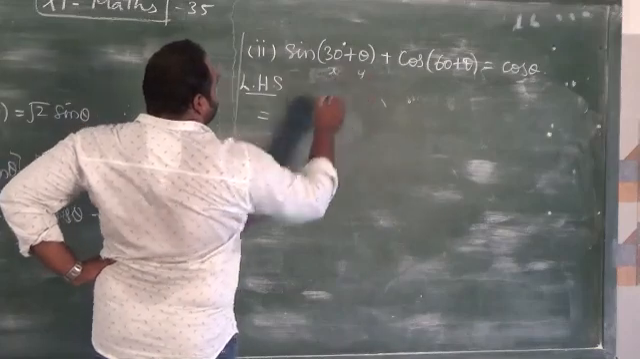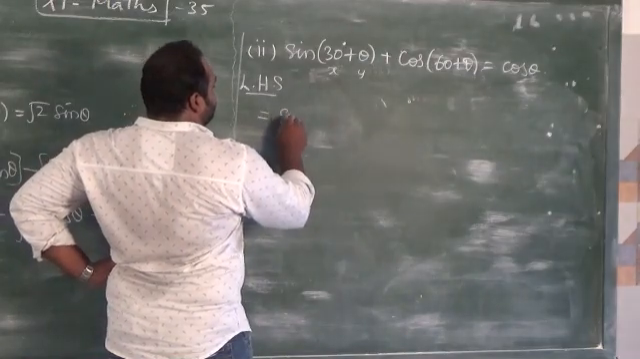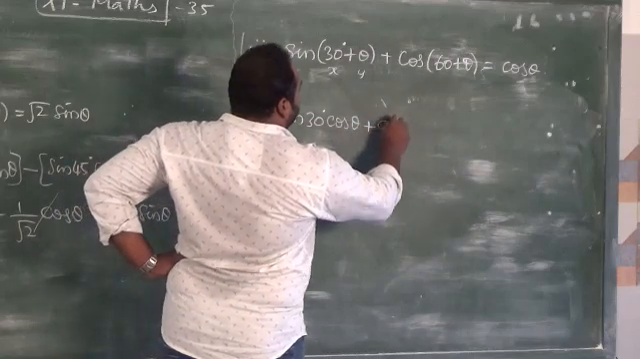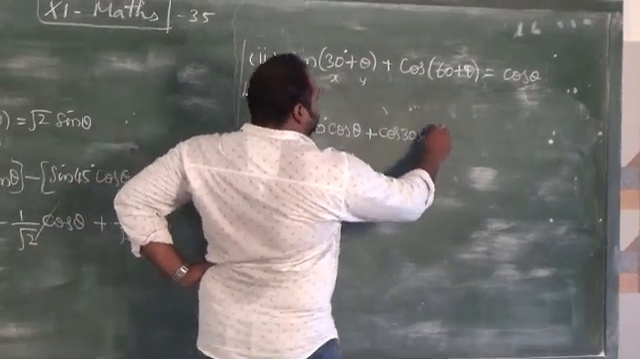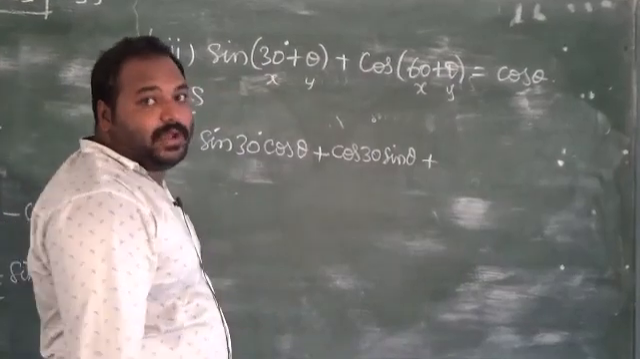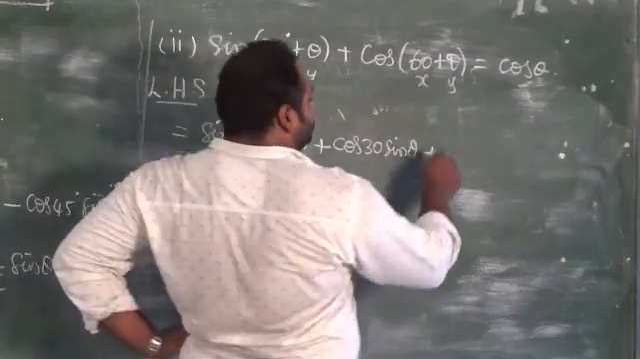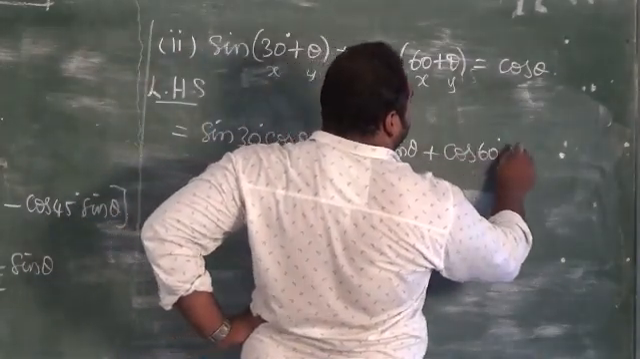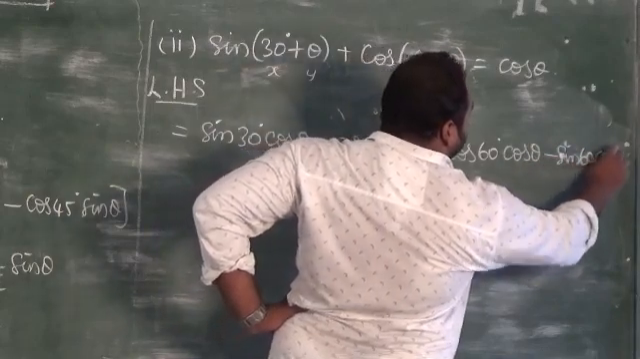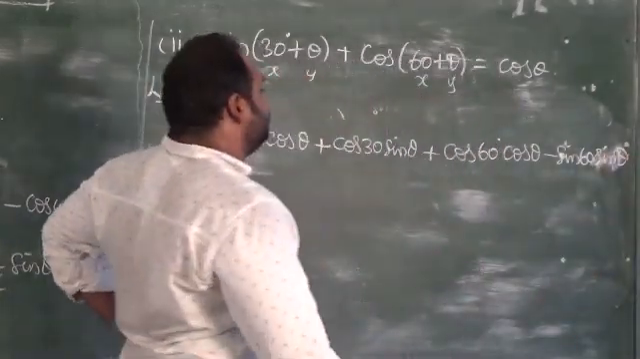This is x, this is y. The sin(x + y) formula is sin x cos y + cos x sin y. So sin 30 cos θ + cos 30 sin θ, plus cos(x + y), which is cos x cos y minus sin x sin y. So cos 60 cos θ minus sin 60 sin θ.